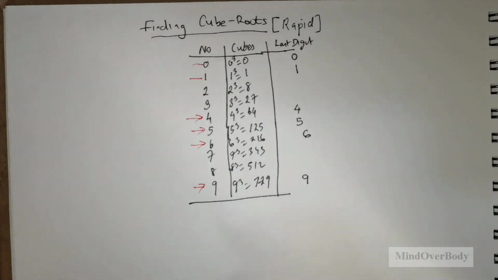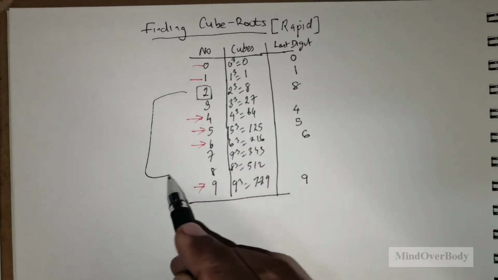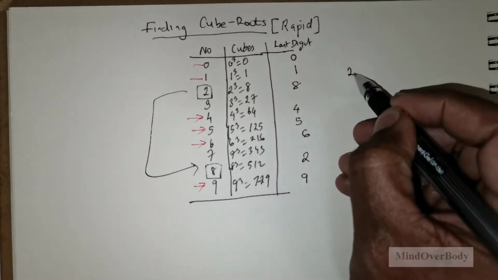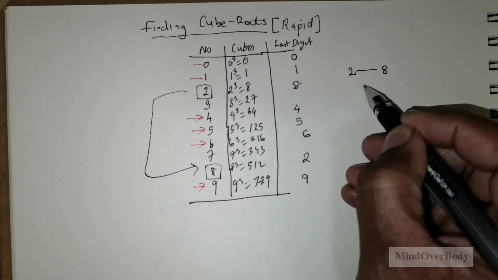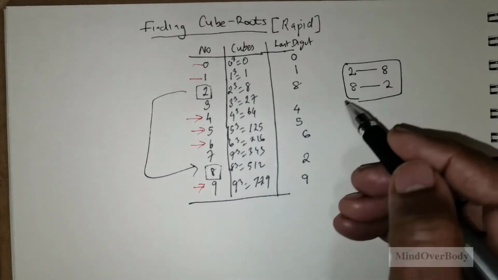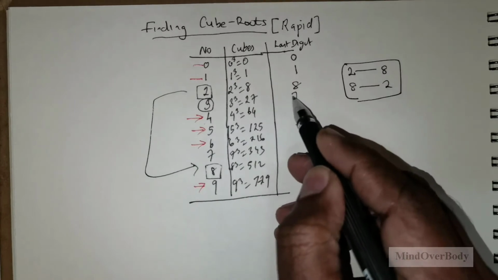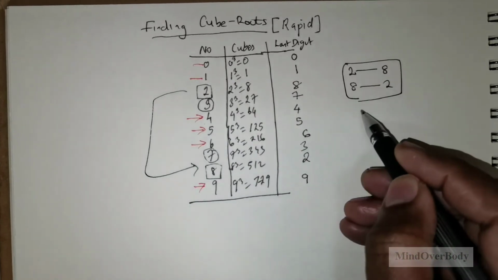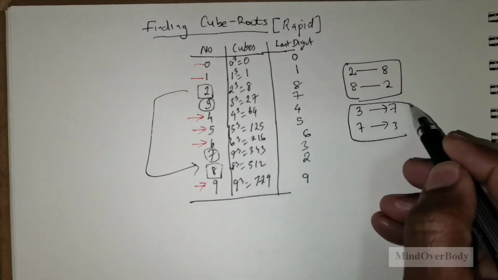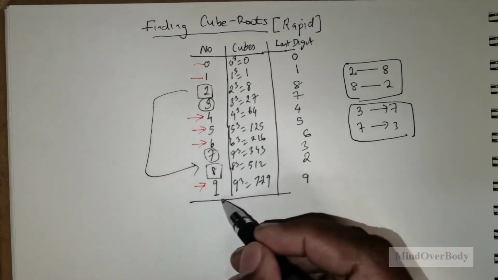So we have got these 4 numbers which are a little bit unique. The last digit of 2 cubed is 8. Now go to 8 and see what you can observe. The last digit of 8 cubed is 2. So the last digit of 2's cube is 8, and the last digit of 8's cube is 2. Have it in mind, there is a pattern. Next, see the number 3. The last digit of 3's cube is 7, and the last digit of 7's cube is 3. So there is again a pattern. Apart from these, all the other numbers have their last digit as themselves.